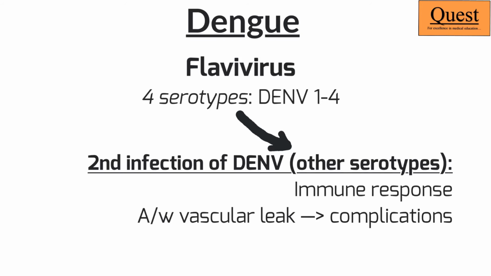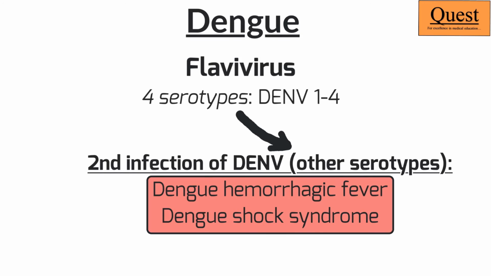The non-structural 1 or NS1 antigen of this virus is especially responsible for activation of the immune system and associated endothelial damage and vascular leakage. So patients who have the second infection are the ones who enter into the shock syndrome that we saw or enter into the bleeding manifestations of dengue.